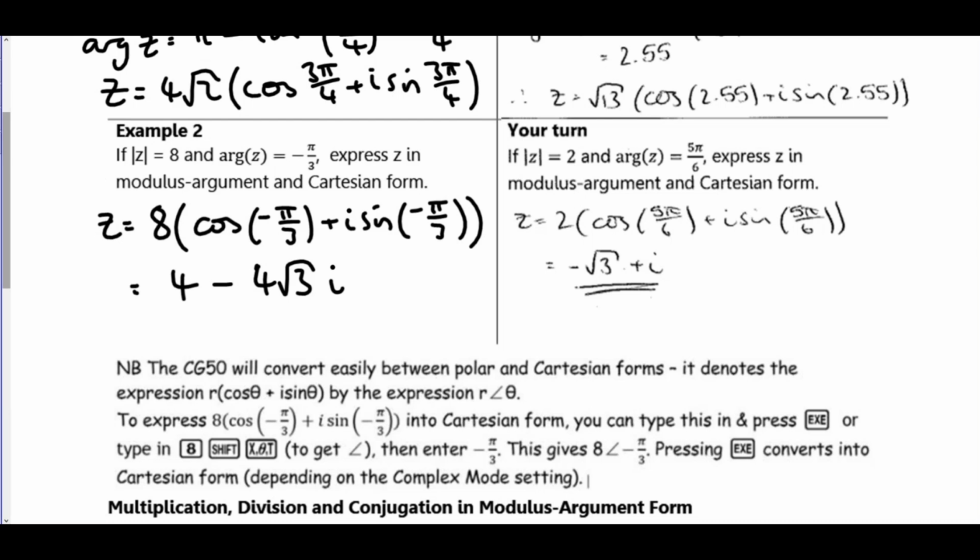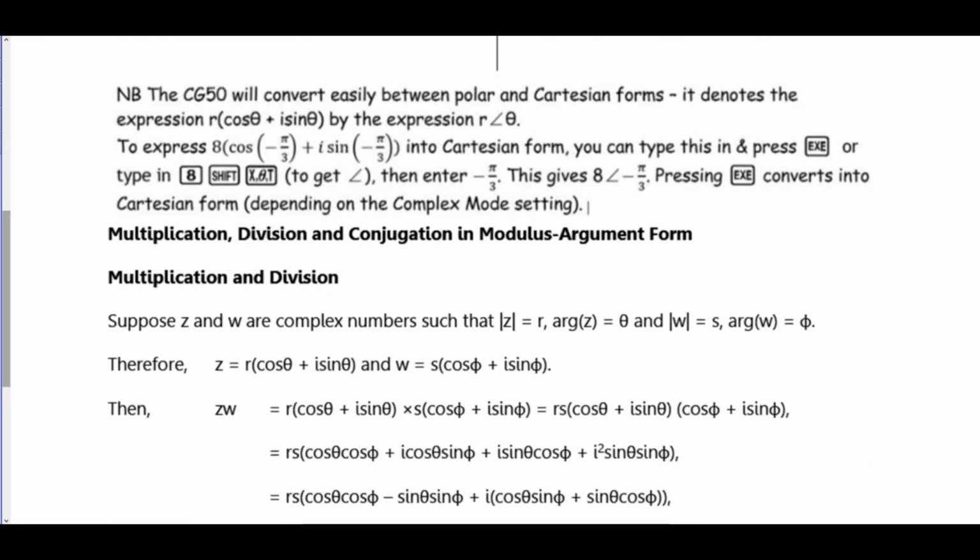There's a bit here about how your calculator can convert between Cartesian and modulus argument forms. Typically, I don't use this, but feel free to have a go at this yourself if you like.